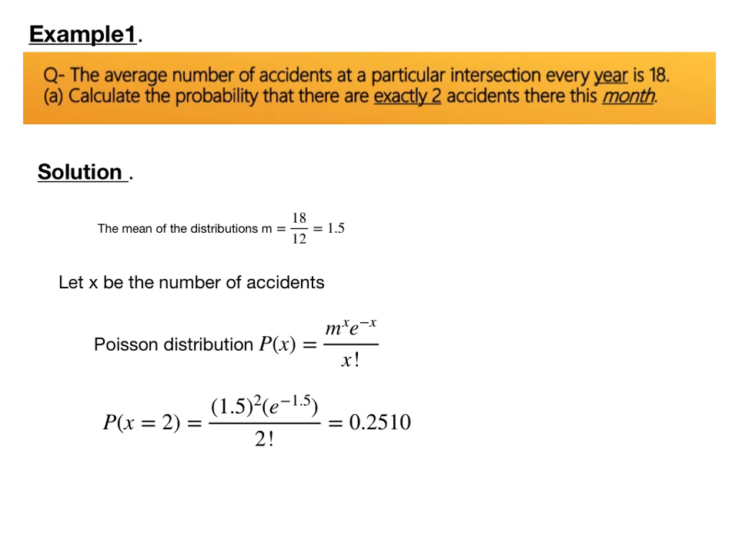Once m is obtained, the next step is quite simple. P of x is given by m to the power x, e to the power minus m, upon x factorial. For this particular case, x is equal to 2, m is 1.5 and x is 2. Replacing all these values, we get the probability of exactly 2 accidents in a month as 0.2510, or 25%.